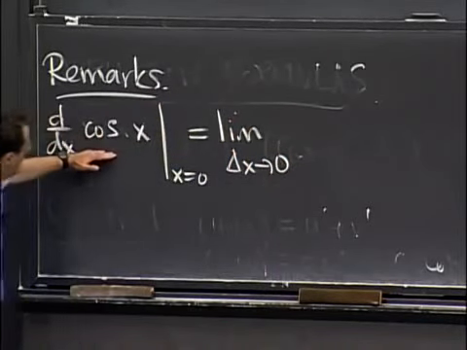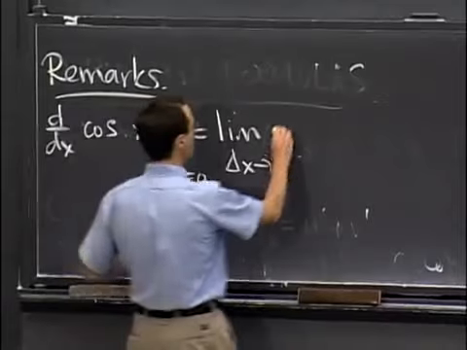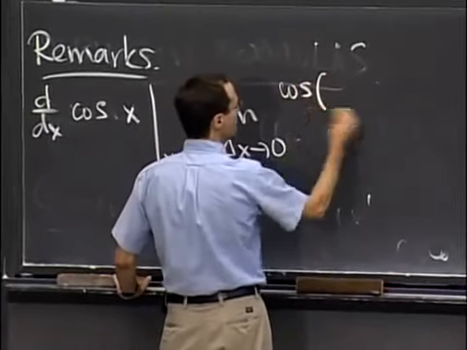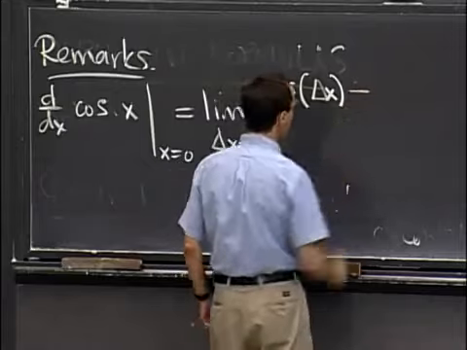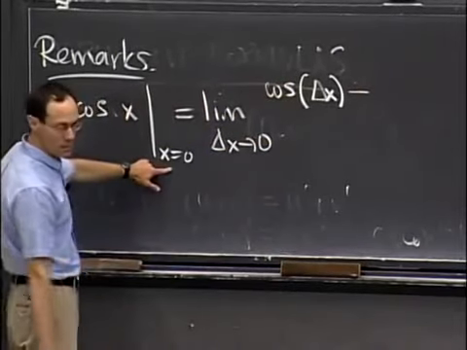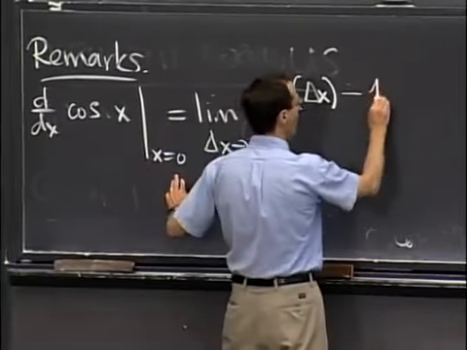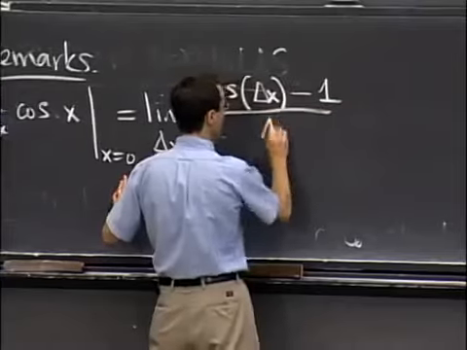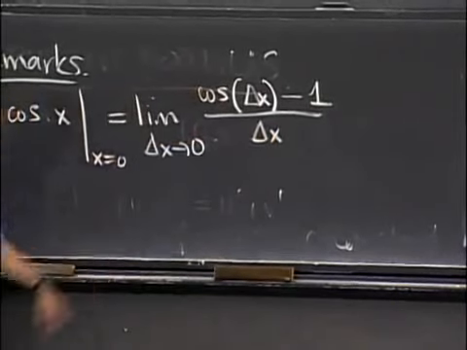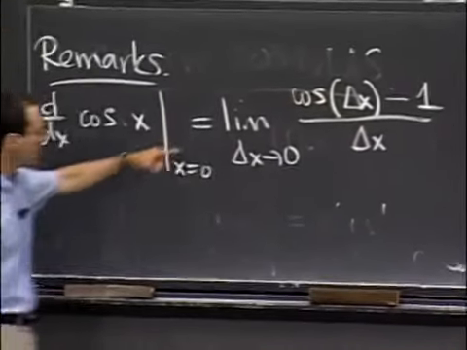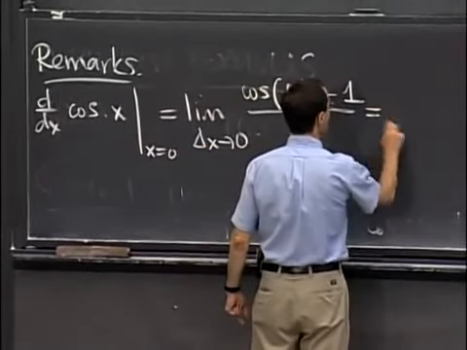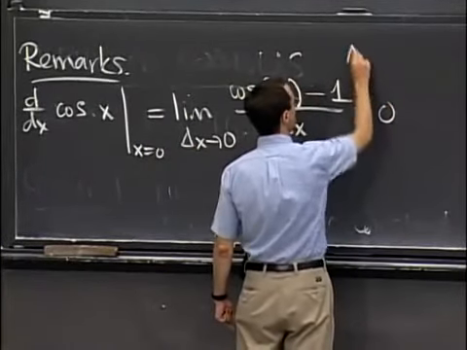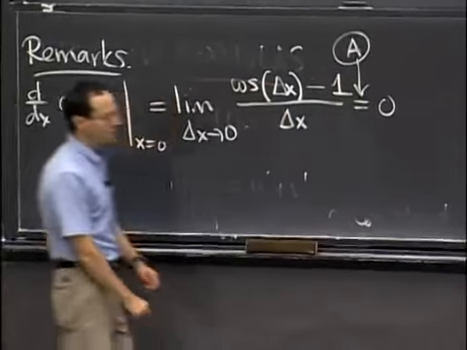So which one is it? Well, I have to evaluate cosine at 0 plus delta x, but that's just cosine delta x. And I have to subtract cosine at 0, that's the base point, but that's just 1. And then I have to divide by delta x. And lo and behold, you can see that this is exactly the limit that we had over there. This is the one that we know is 0 by what we call property A.